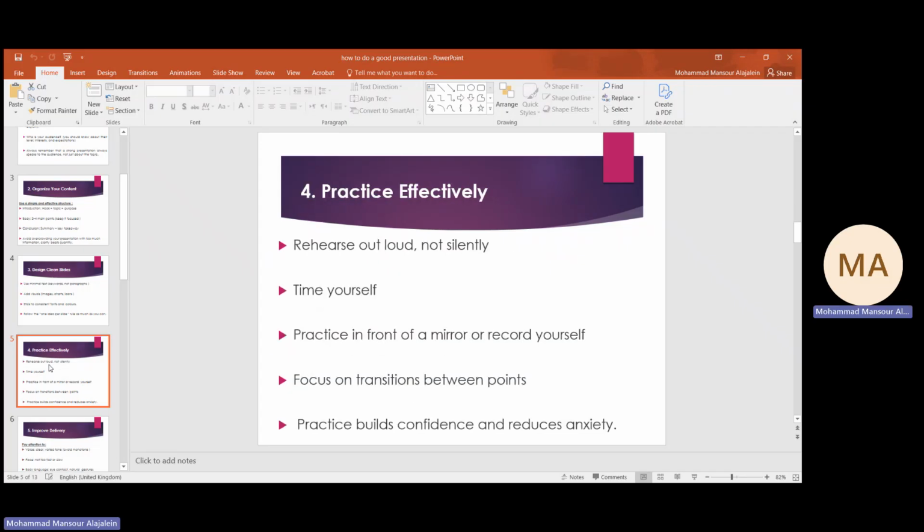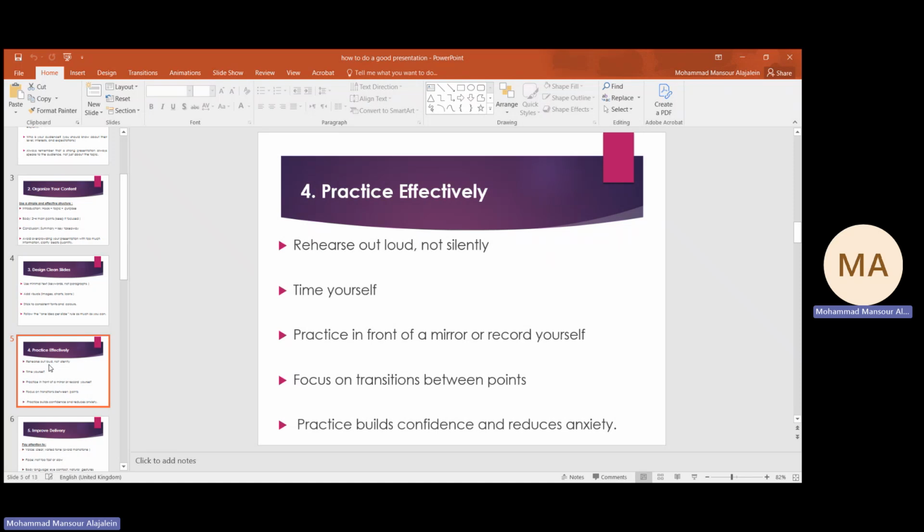The fourth point is to practice effectively. Before you come to the class, before you come to the place where you will do your presentation, rehearse out loud and not silently. You need to practice by yourself. Talk to yourself in front of a mirror or in front of some friends or family members, for example. And also time yourself.